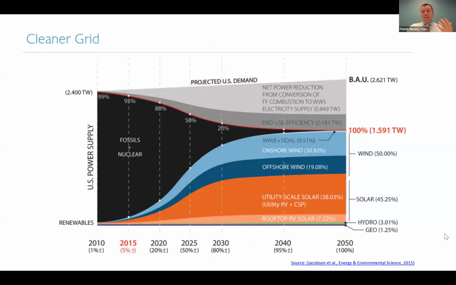So this is all based on the premise that the grid is getting cleaner over time. This is a vast oversimplification, and we could have another hour and a half just on this topic, but we're seeing a transition away from the use of fossil fuels in the generation of electricity. That is also tied at the same time to nuclear power plants coming offline, even though nuclear is a carbon-free energy source.